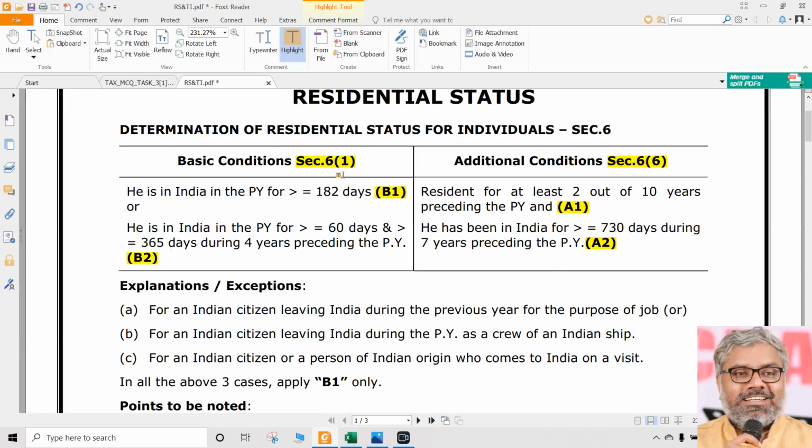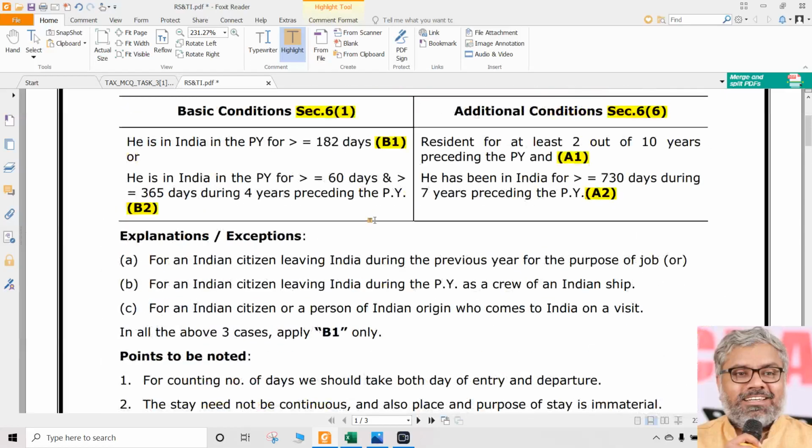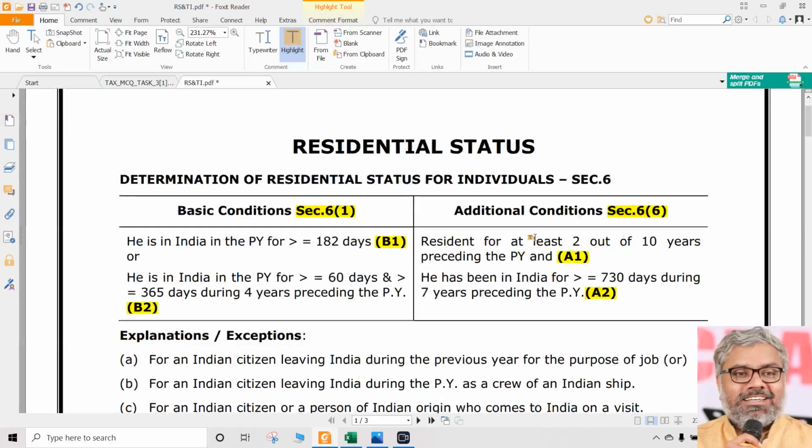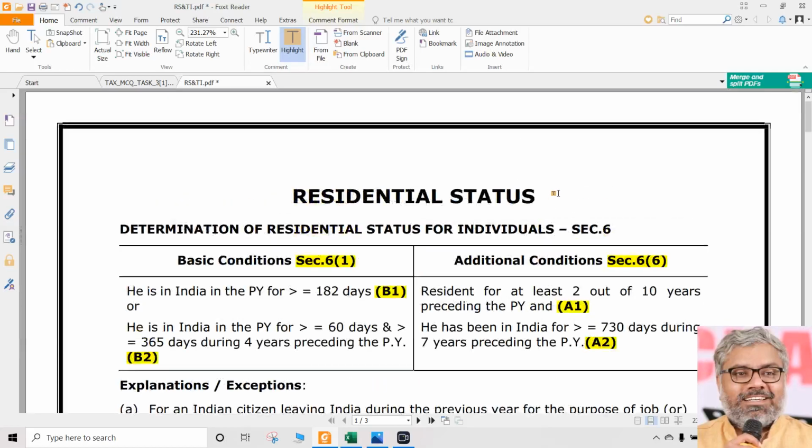So you should be very clearly remembering this entire set of basic conditions and additional conditions, preferably with the section numbers. Then we should also check what the residential status of an individual will be according to what combination of conditions that person is satisfying. Imagine somebody did not satisfy any basic condition, then he becomes non-resident. If somebody satisfies only one basic condition and one additional condition, then he becomes RNOR. So we can have some combinations like that for your general understanding.